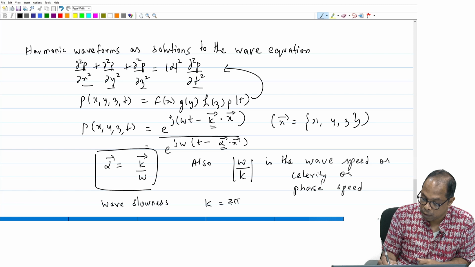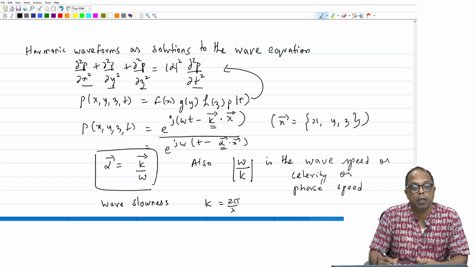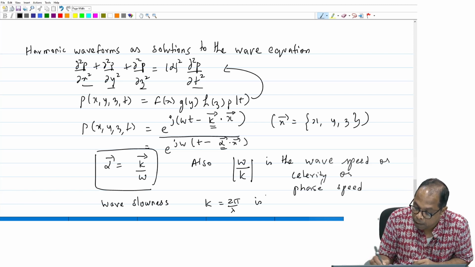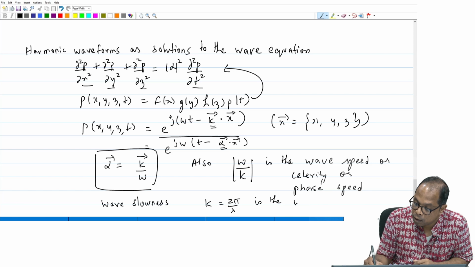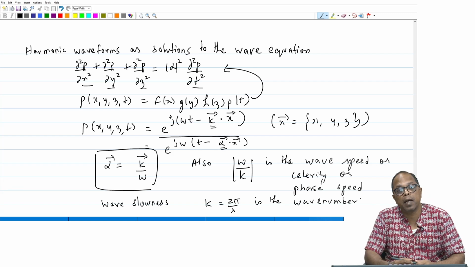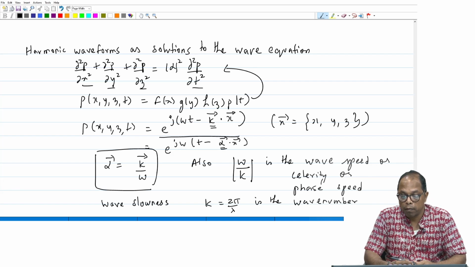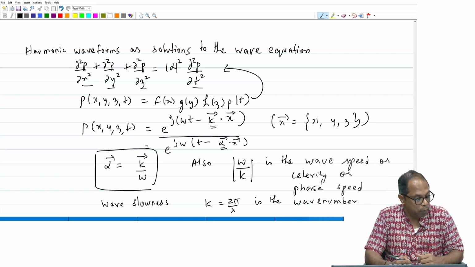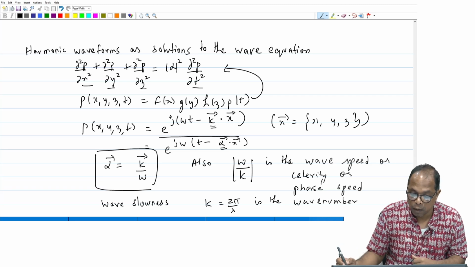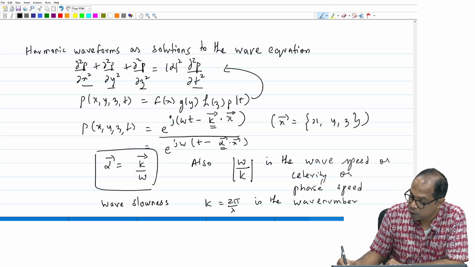Now, this quantity k is 2 pi by lambda. It has units of radians per meter, dimensions of L to the power minus 1. This is what is called the wave number. Just like how we have angular frequency in the time domain, you have this wave number for the spatial domain. Now, what is the big deal about this? Why should we care about this?